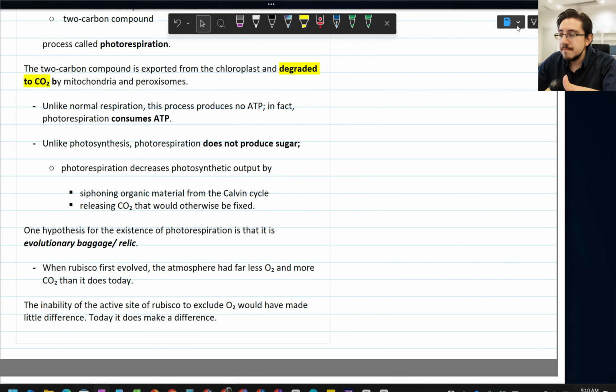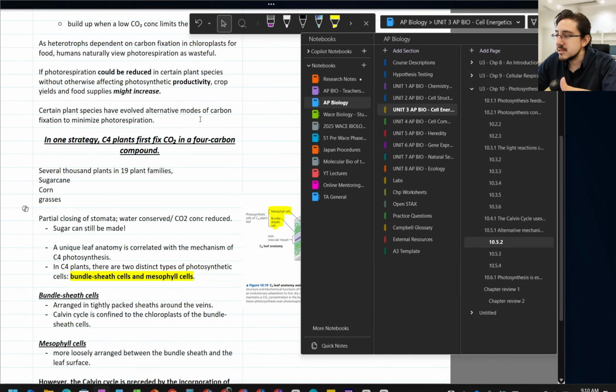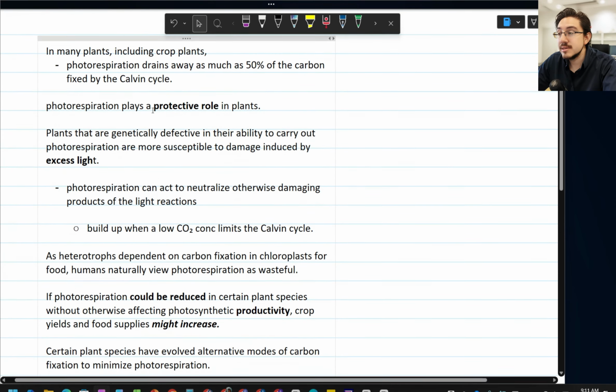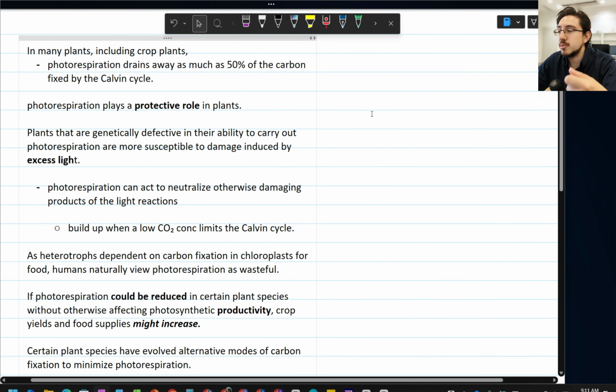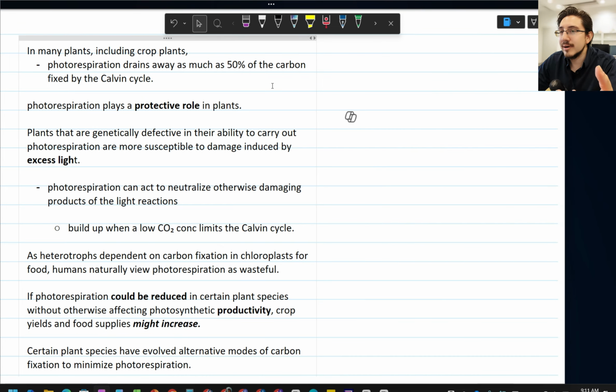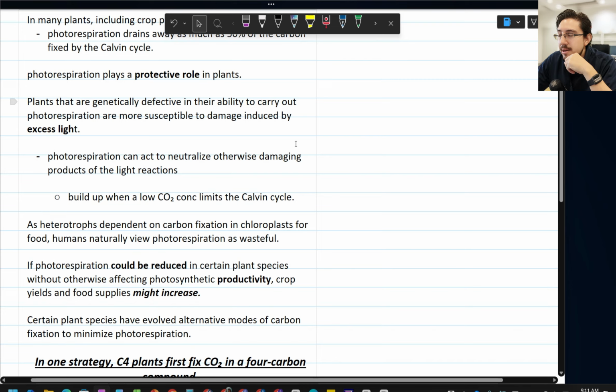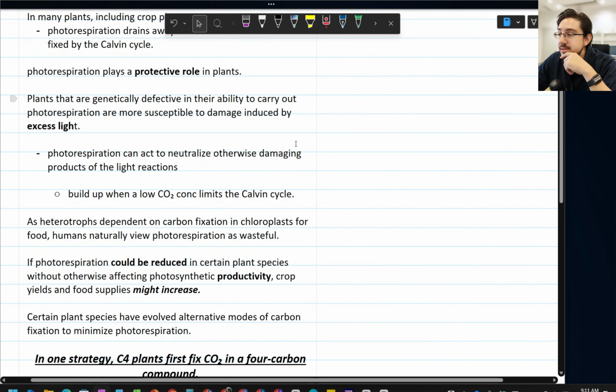Okay, so let me just go to this next part here. In many plants now, including crop plants, photorespiration drains away as much as 50% of the carbon fixed by the Calvin cycle. So it's quite a consumer in that sense.